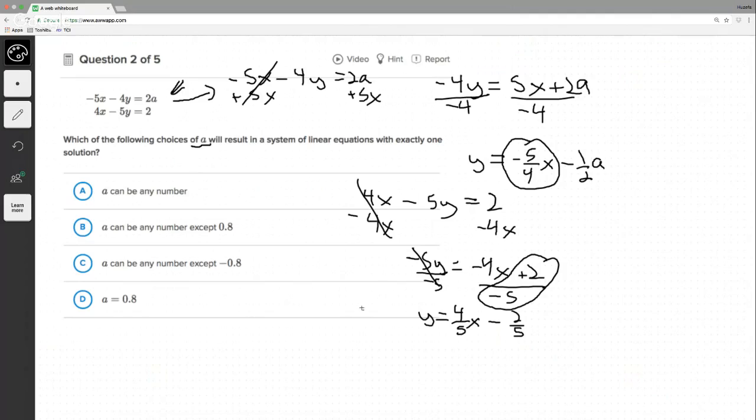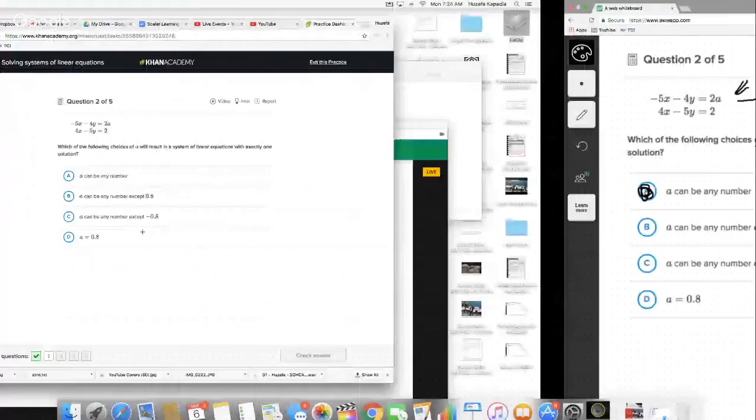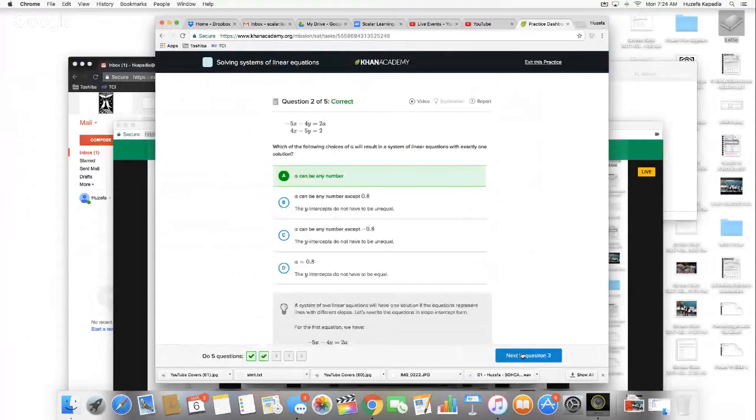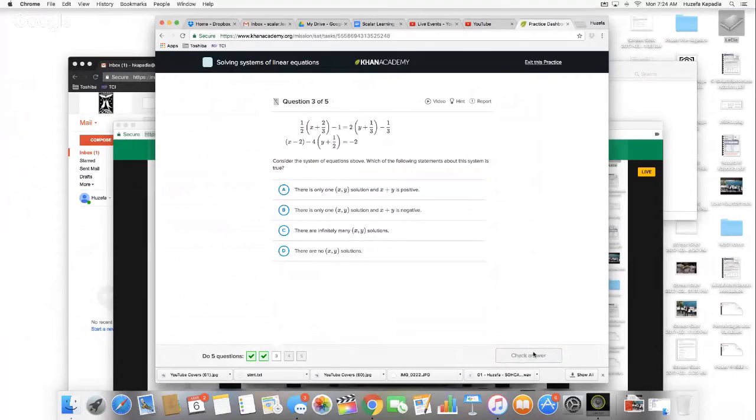Now, I did this just to show you something. Here's the slope. The slope is different from this one. What did I say? To have one solution, they just need a different slope. The y-intercept is now irrelevant, meaning A can be any number. No matter what A is, we're going to have one solution. It's not going to change anything. So we can go ahead and come back to this. Let's make sure I don't misunderstand anything. And we're good. I hope that makes sense.